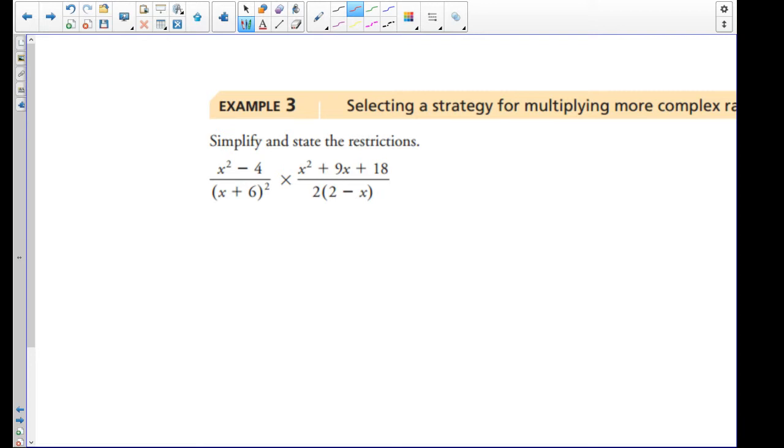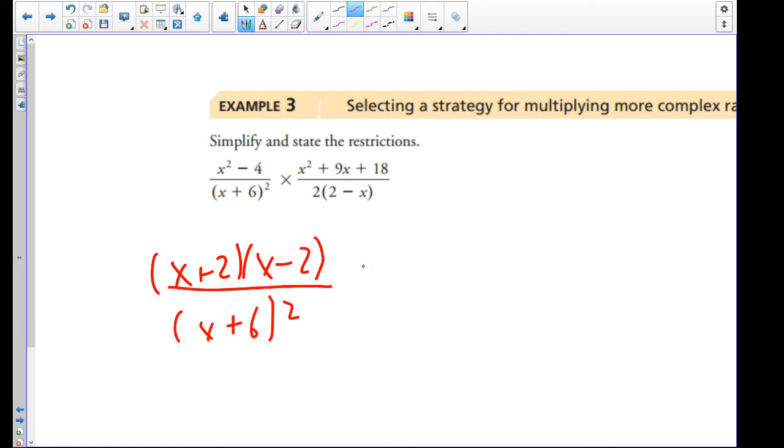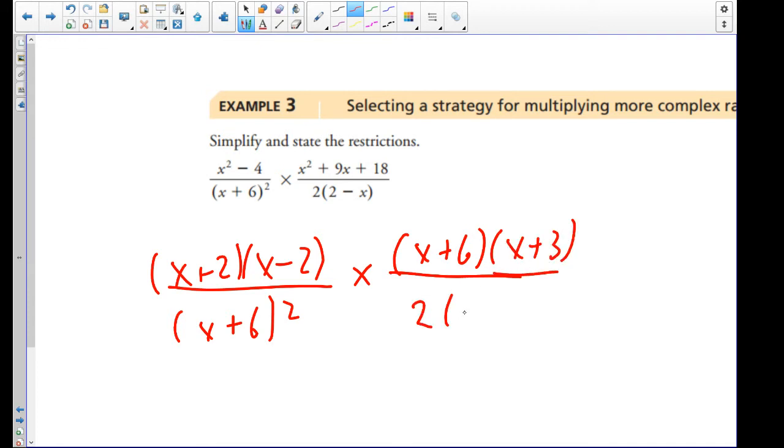Okay, so I realized the one on the top left can factor. It's a difference of squares, x plus 2 times x minus 2, all over x plus 6 squared. Multiply. The quadratic on the top right can be factored as x plus 6 times x plus 3, all over 2 times 2 minus x. Now, if we notice this 2 minus x and this x minus 2 are close, but they're just off by that negative sign. By doing the negative sign, you switch the two variables, x and 2.